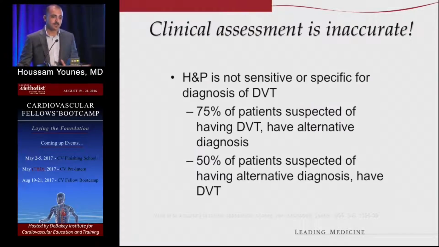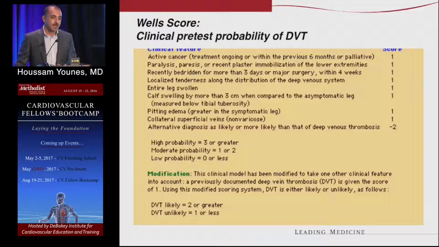However, the clinical assessment is inaccurate because the physical exam is not sensitive or specific. 75% of patients suspected of having DVT actually have an alternative diagnosis. On the other hand, 50% of those in whom an alternative diagnosis is suspected have DVT. And this is the Wells score, which helps you estimate the pretest probability of a patient having DVT, mainly giving points for every risk factor and points on the physical examination.